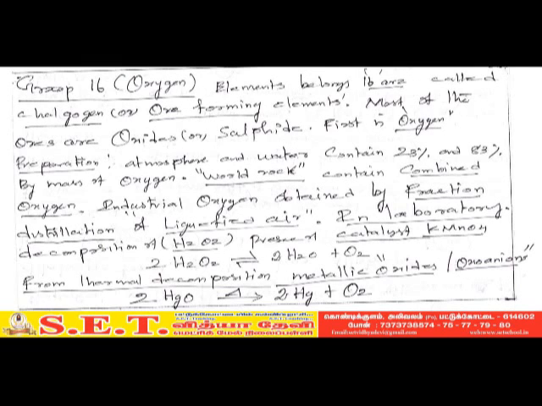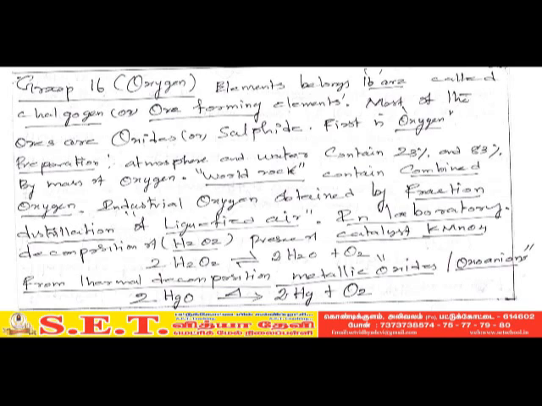Next we are going to discuss group 16, oxygen, a very important element. The elements belonging to the 16th group are called chalcogens or ore forming elements. Most of the ores are obtained in the form of oxides and sulfides. The first element of the group is oxygen.